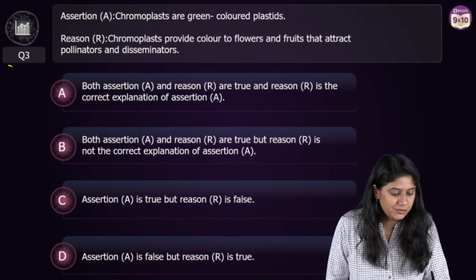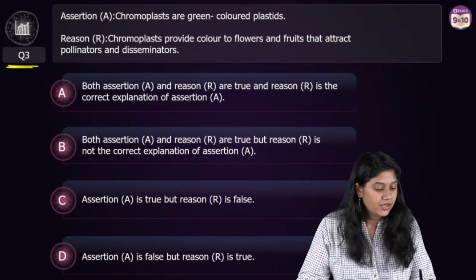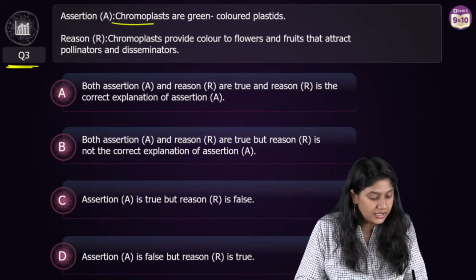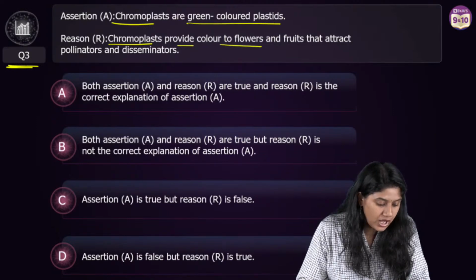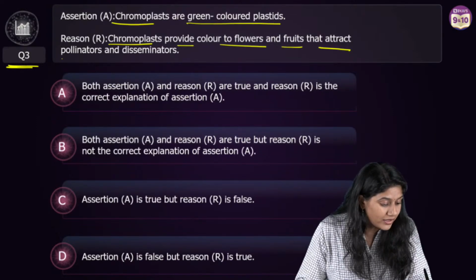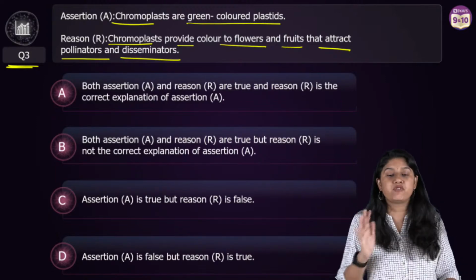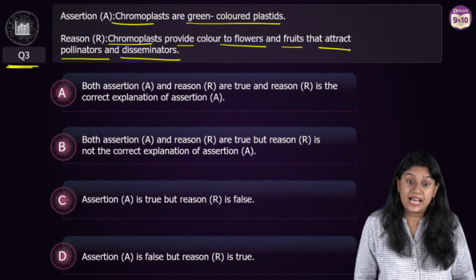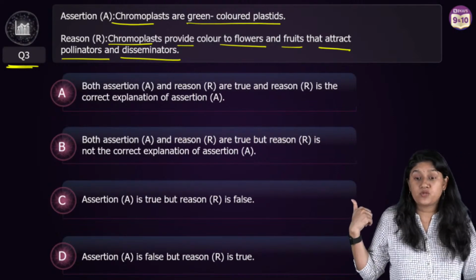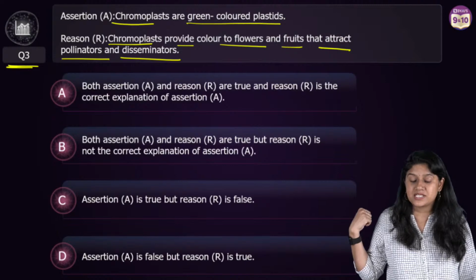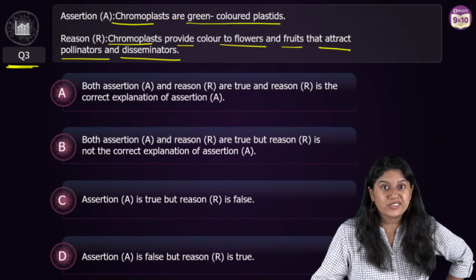Here we have question number 3, everyone. We have an assertion and reason question. Read the statement correctly. Assertion: chromoplasts are green colored plastids. Reason: chromoplasts provide color to flowers and fruits that attract pollinators and dispersers. Very simple and straightforward question. Everyone, I can see that you have doubts in plastid, but give me at least 1 minute. Now we have the poll on the screen.